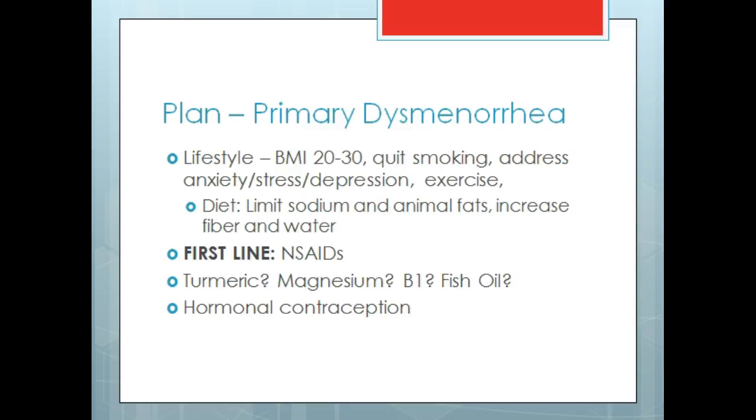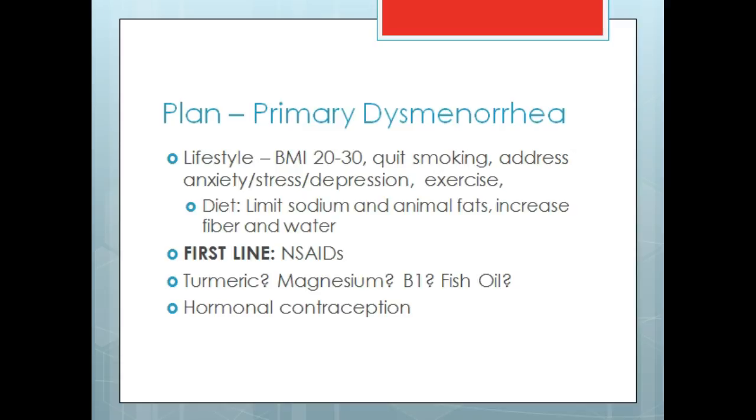And then exercise can really be helpful. So exercise decreases prostaglandin release, and we know that prostaglandins are a big part of what's causing dysmenorrhea. So it decreases prostaglandin release, and it's increasing endorphins, so that can really be a helpful way to manage dysmenorrhea as well. So we're counseling on those.